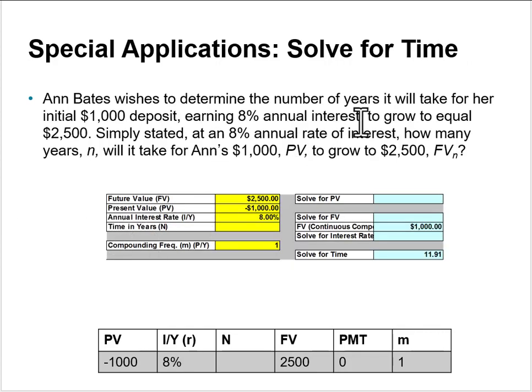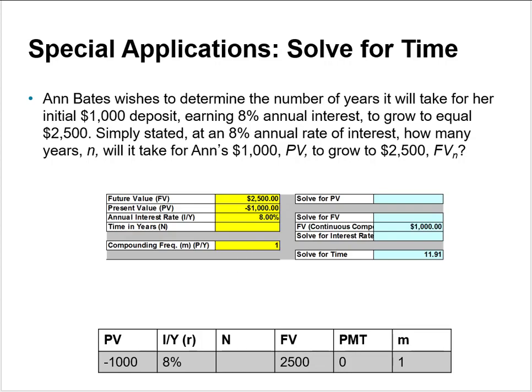Can we solve for time? Right? So you're going to invest $1,000 at 8%. How long does it take for that to grow to $2,500? Negative 1,000, present value, 2,500 is the future value. This time we're solving for time, so that's blank. 8% is the interest. So the actual solving for the time here, it's going to take roughly 11.9 years for this to go from 1,000 to $2,500.